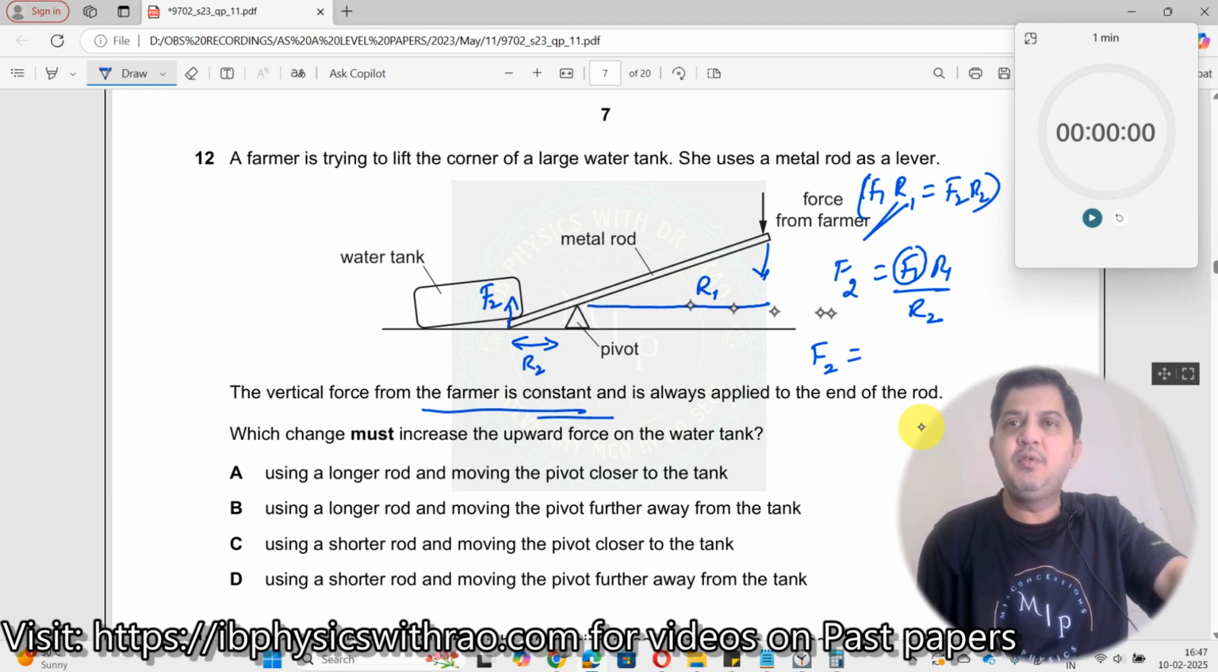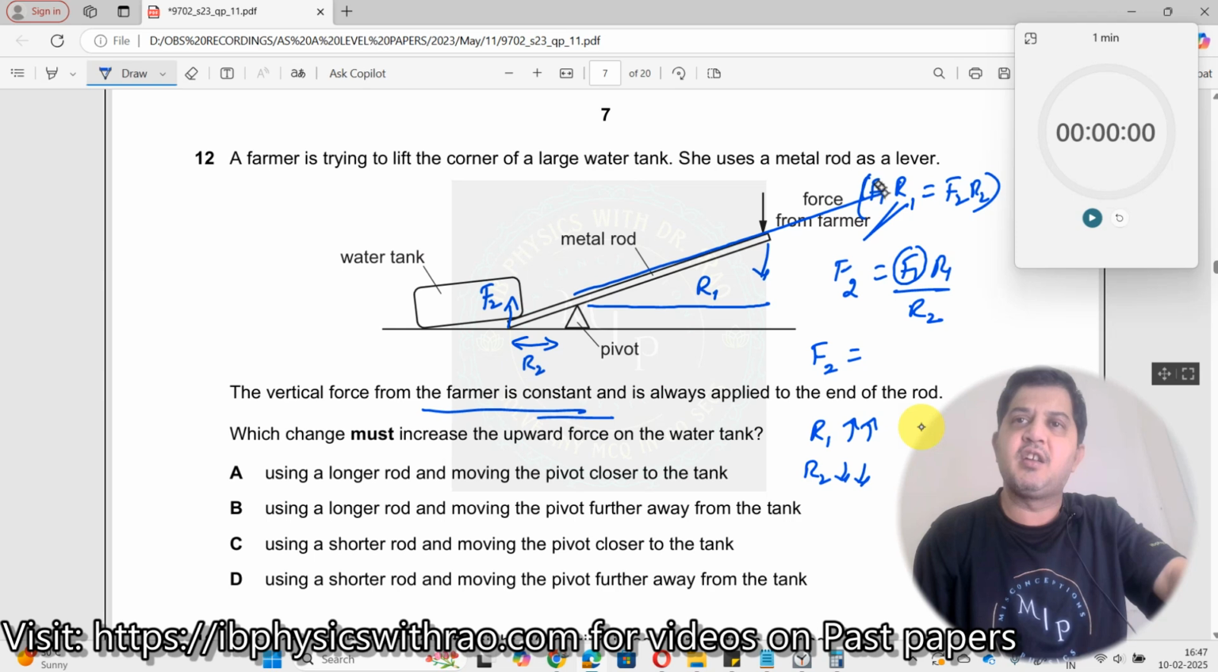Okay. Now what should I do? If I want this F2 to be larger, what should I do? I should increase the value of R1, and decrease the value of R2. Now how do I increase or decrease? What I will do is, let me take for example, instead of taking this rod like this, I take a much longer rod, this much lengthy rod.